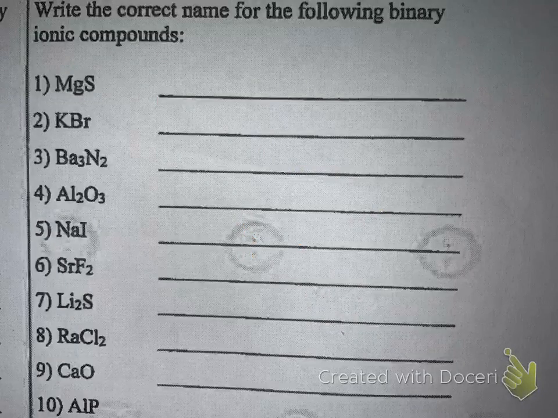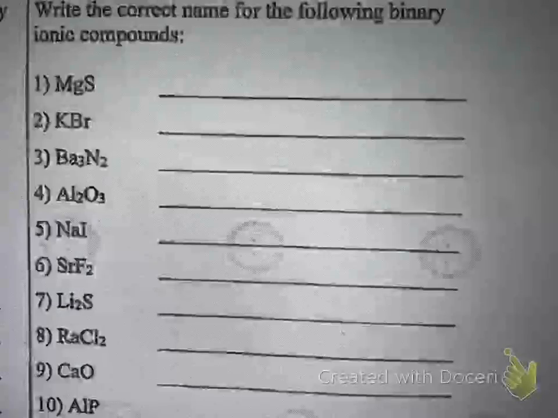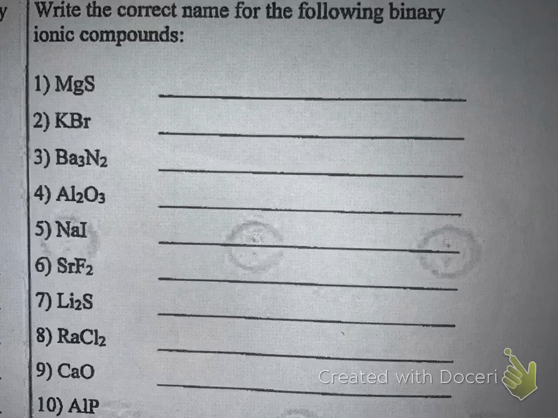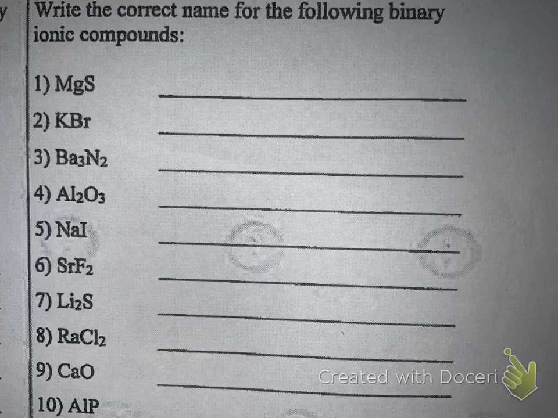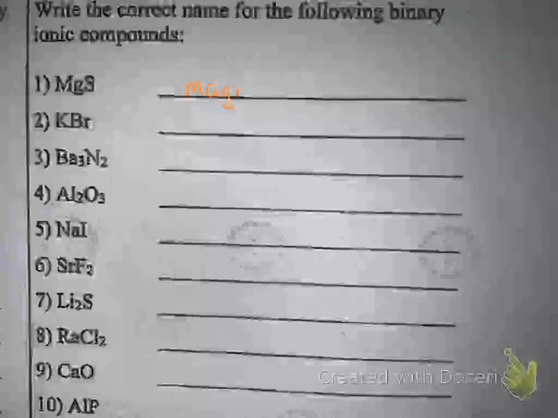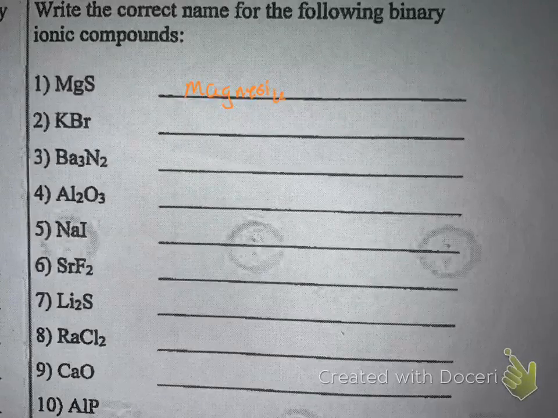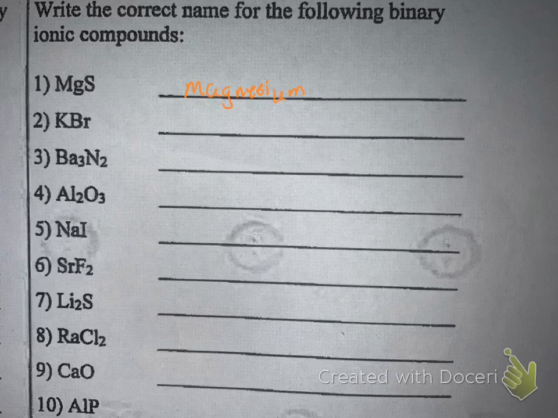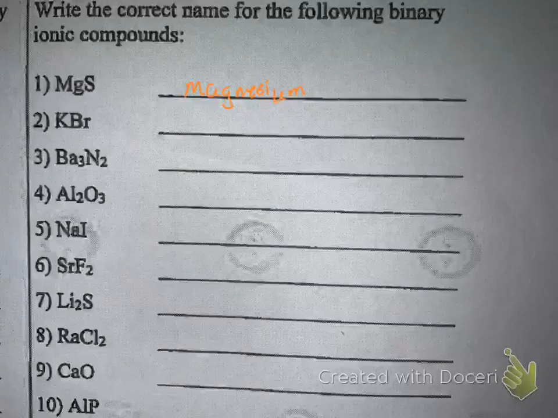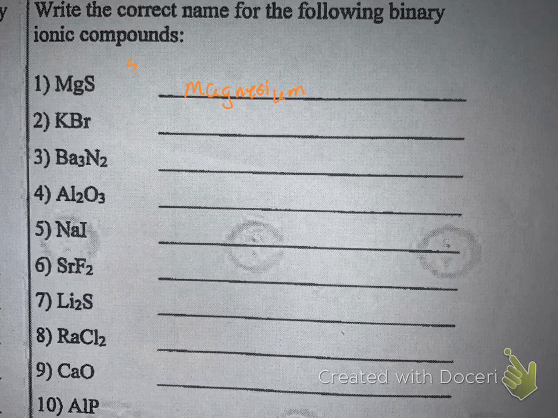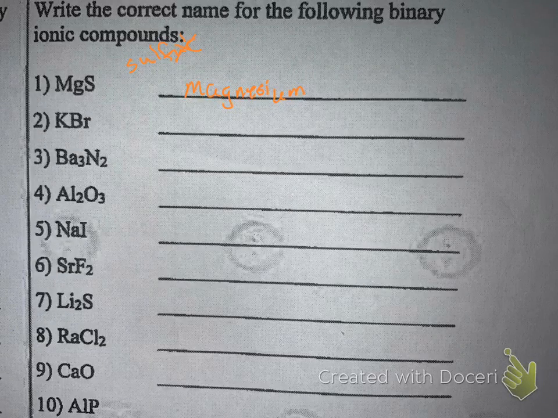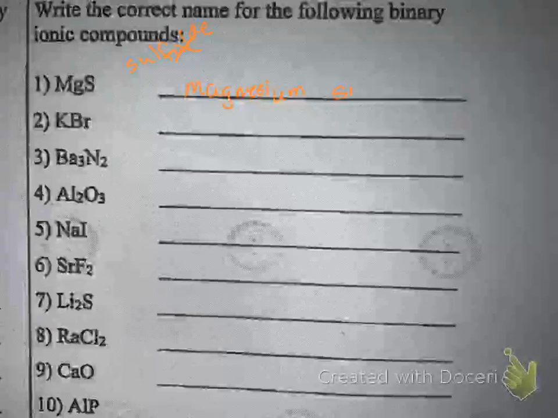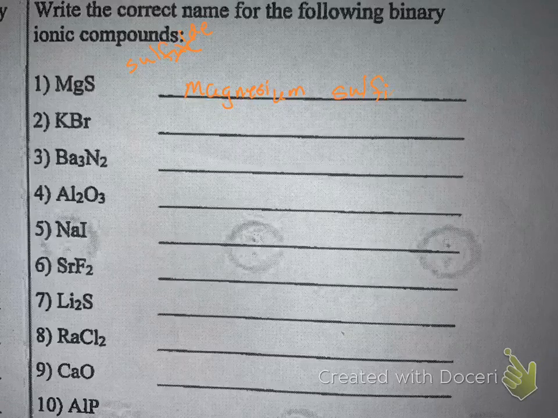Now, let's take a look at the other side. Now, this is easier. Take it and look at the two things. What is Mg? That is magnesium. And then S. S is sulfur, but I'm not going to say sulfur. I'm going to take the end of it and change it to ide. So it's going to be sulfide.